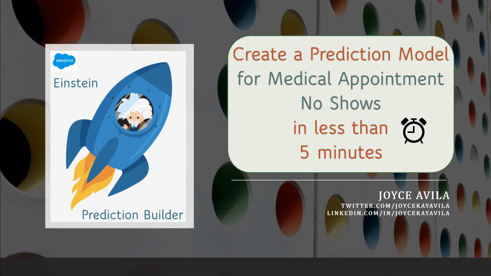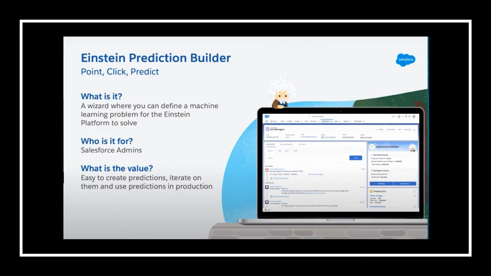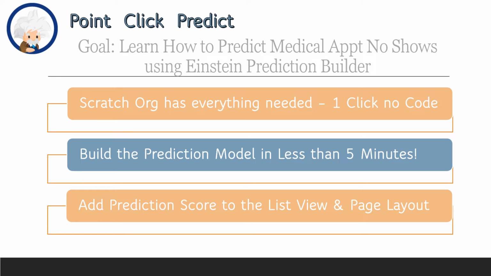In less than 5 minutes, you and I are going to build a prediction model together using only a few mouse clicks and no code. Our use case is to predict whether a patient will be a no-show for a medical appointment. This type of binary prediction is something the Salesforce Einstein Prediction Builder tool is perfect for. Just point, click, and predict based on your historical Salesforce data.